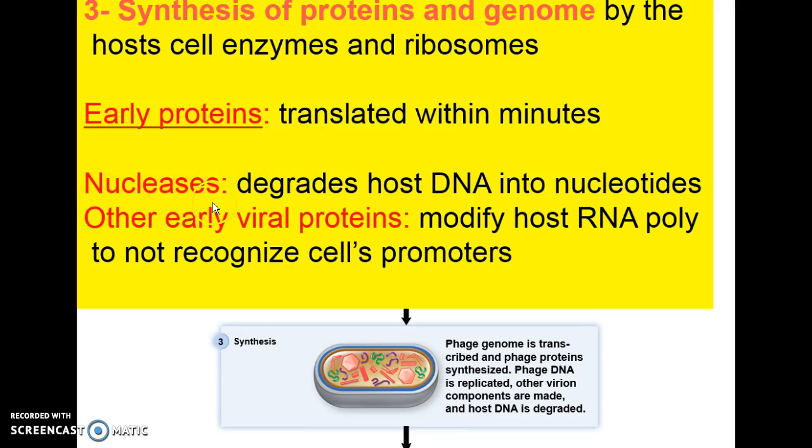Proteins like nucleases will degrade the host's DNA into individual nucleotides. These will accomplish two things. One, it will provide nucleotides for replication of viral DNA, and two, it will prevent the cell from transcribing and translating its own proteins. Other early viral proteins are going to modify the host's RNA polymerase so as to recognize viral DNA.